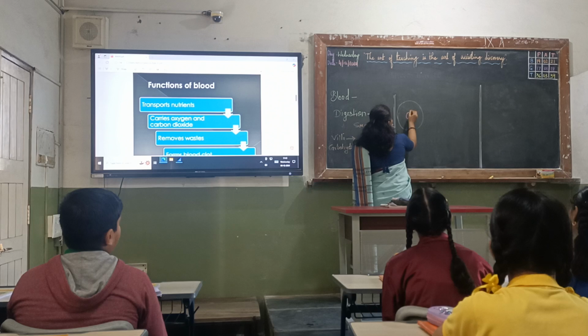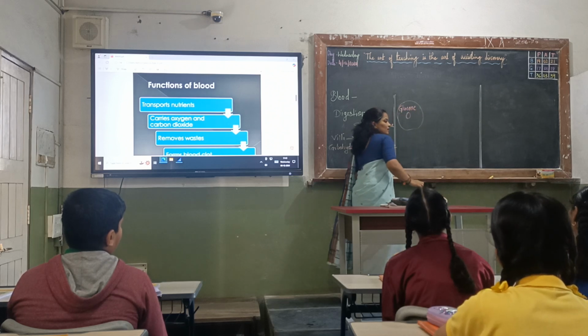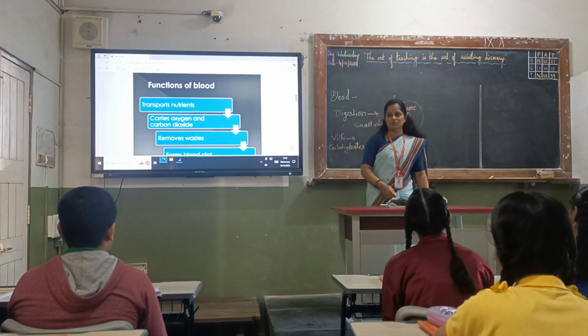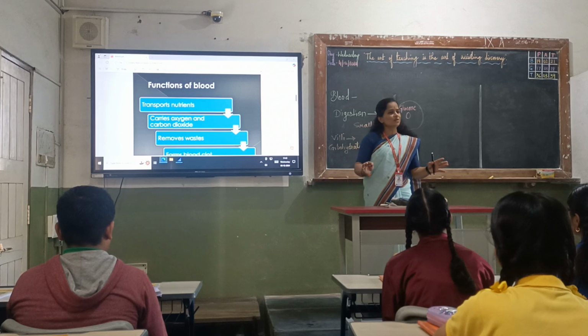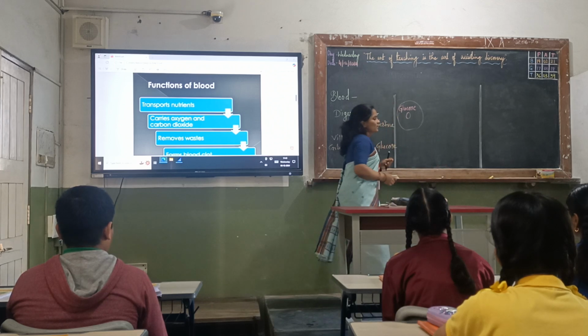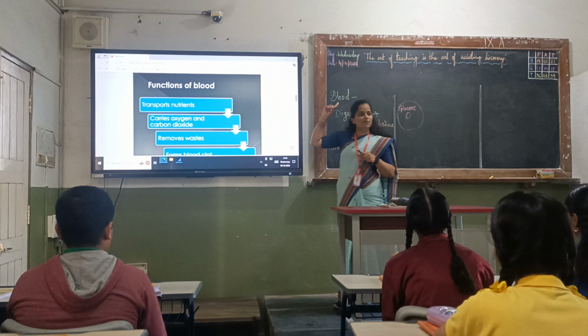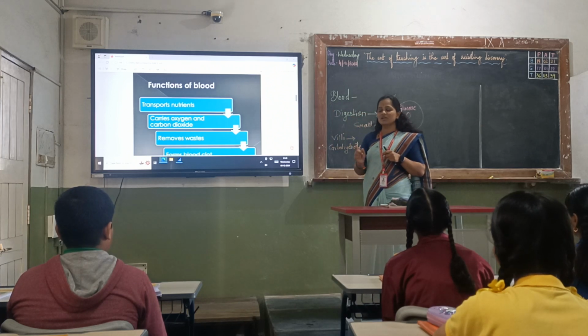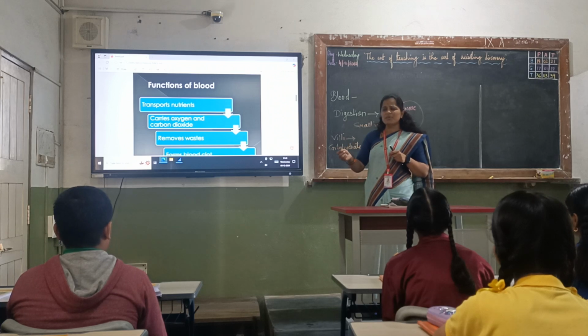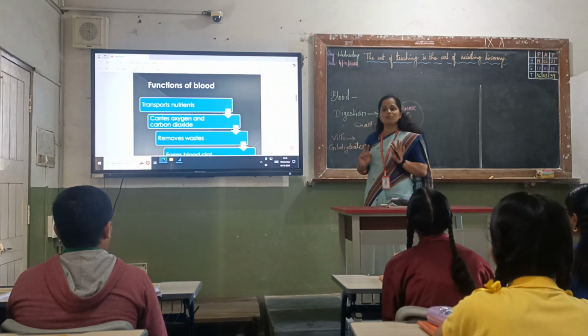This is the cell, and here is the glucose. Then what happens to that glucose? On reaching the cell, something happens, no? So here, what happens? Till here you understood. The first function of the blood is that it transports the nutrients to each and every part, or you can say each and every cell of the body.